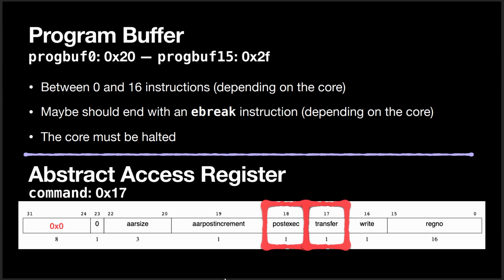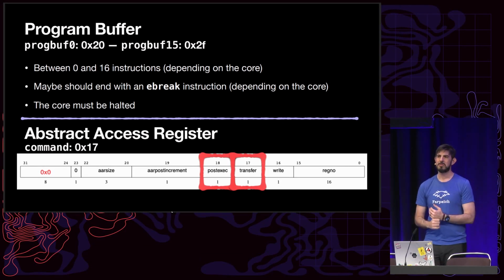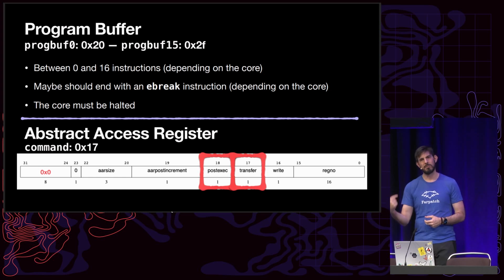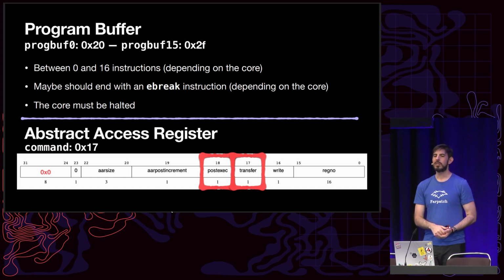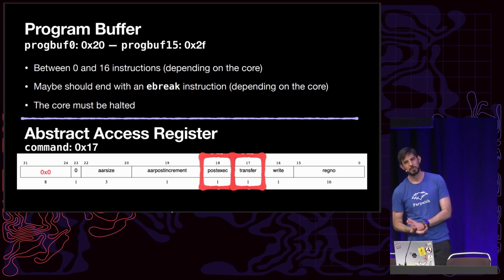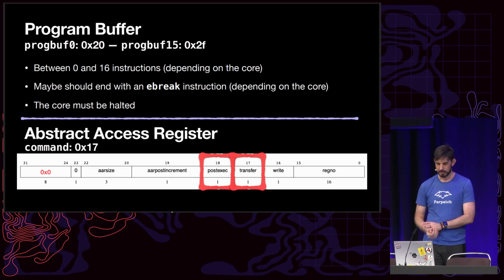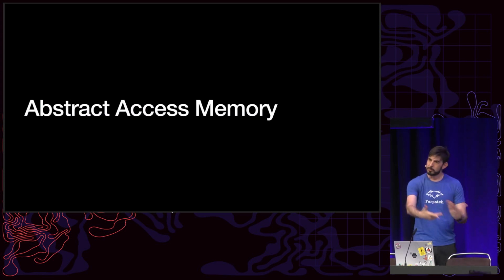It's a lot of unspecified values here. For example, it's not specified if the program actually gets put in memory. It might just be in a special value that gets stuffed directly into the pipe. This is all unspecified, and the designer can do whatever they want. You actually run the program by using this same abstract access register, but you set postexec to 1, which is after we write this register, execute the program in the program buffer. And so this is why there's this transfer bit, because if you set it to 0, then it will just execute the program without actually transferring any values. Okay, so that's program buffer.